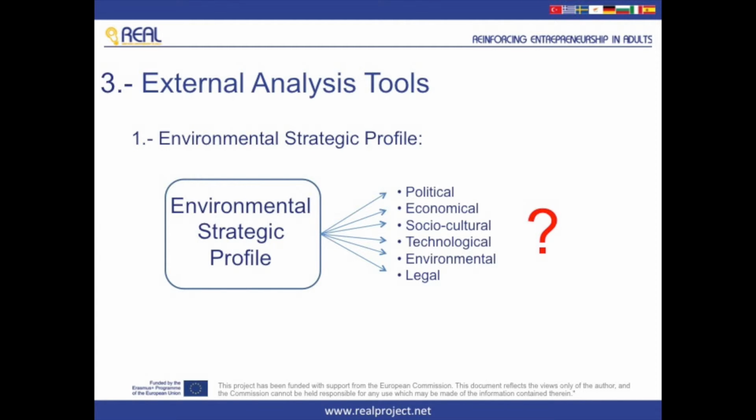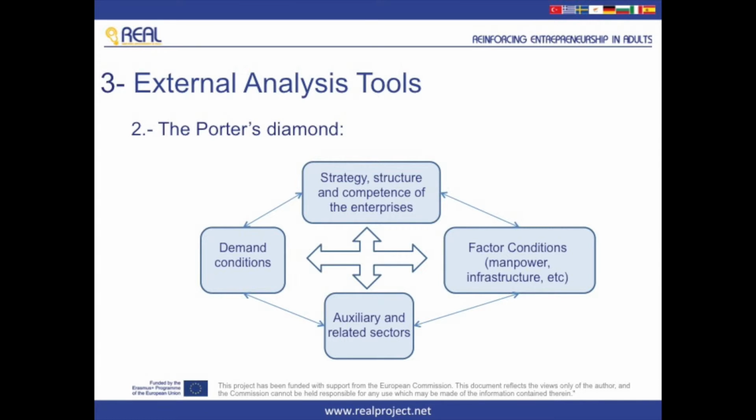The Porter's diamond aims to show the advantages and disadvantages of the country characteristics where a company is located with respect to other similar companies located in another country. Porter identified 4 clue points. 1. Strategy, structure, and competence of the enterprises. 2. Factor conditions, manpower, infrastructure, etc. 3. Auxiliary and related sectors. 4. Demand conditions. This should be understood as a system where all the variables are interrelated. These 4 points determine the prosperity of a nation as a specific industrial sector leader. Most of the time, these 4 variables could be complex and hard to define.